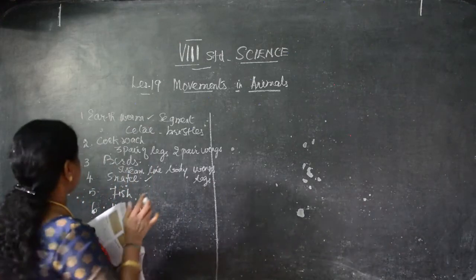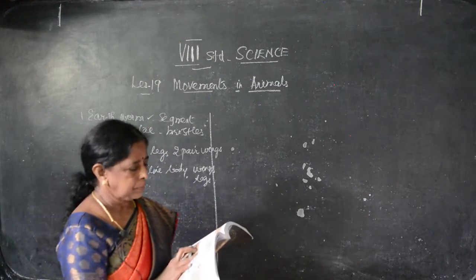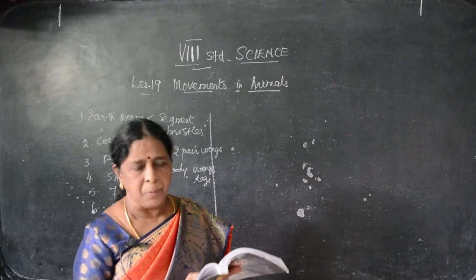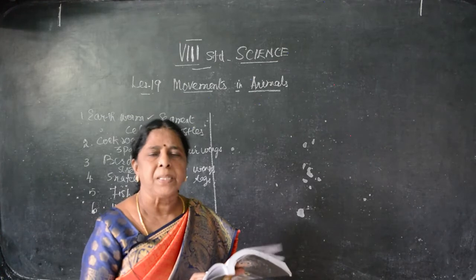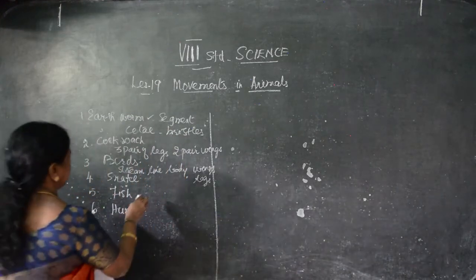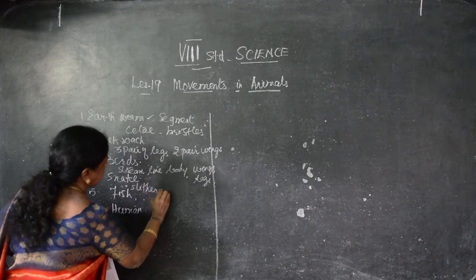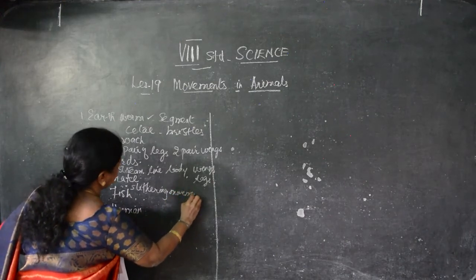Then snake, the entire body, it is a vertebrate. Snake is a vertebrate. They have very skinny and slender body muscles. By using the entire body, they can move. The movement of snake is known as slithering movement. Snake, it is what I said, slithering. The entire body it uses.